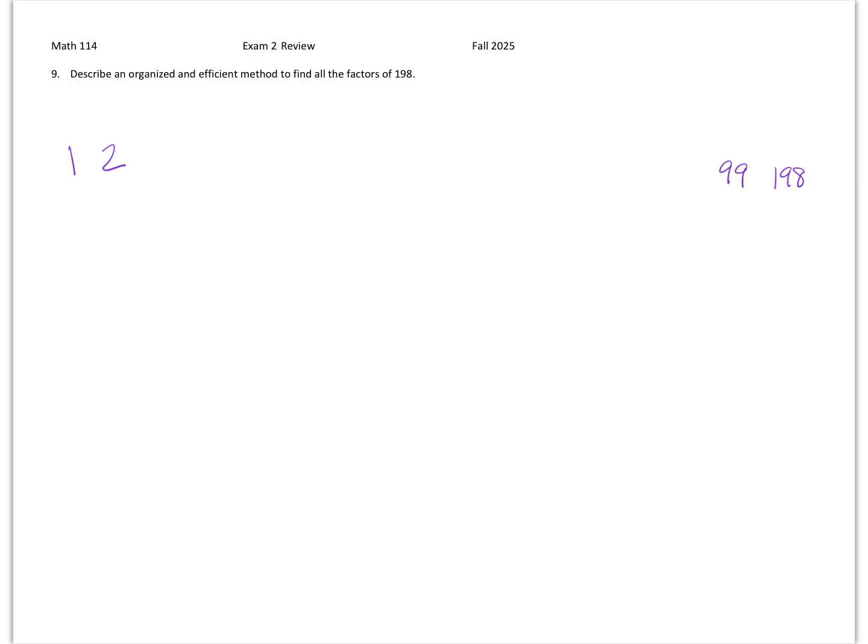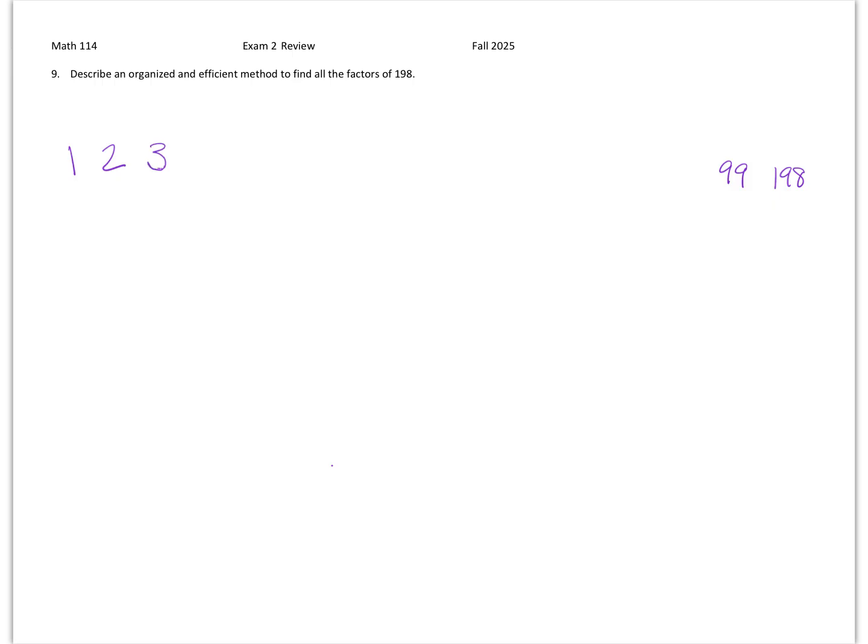And then I would test 3. Can I put 3 in this list? You check if 3 is a factor of 198 by using a divisibility test, where you add up the digits of 198, and if that's divisible by 3, then the whole number is divisible by 3. So 9 plus 1 is 10, plus 8 is 18. 18 is divisible by 3. So 3 is a factor of 198.